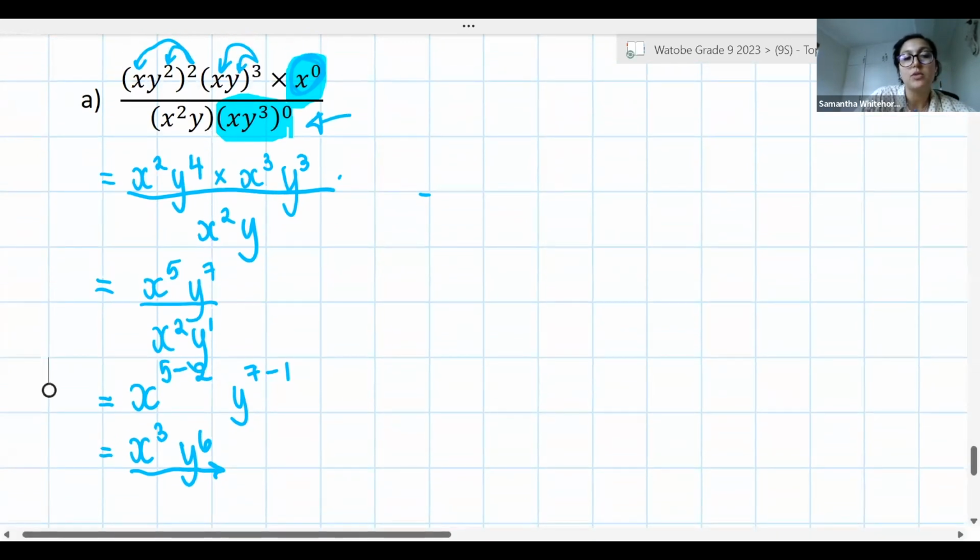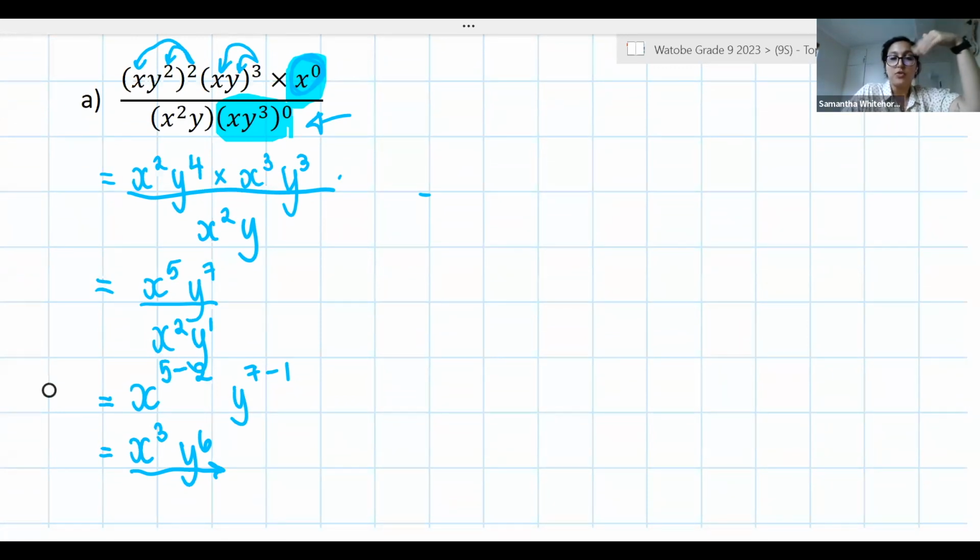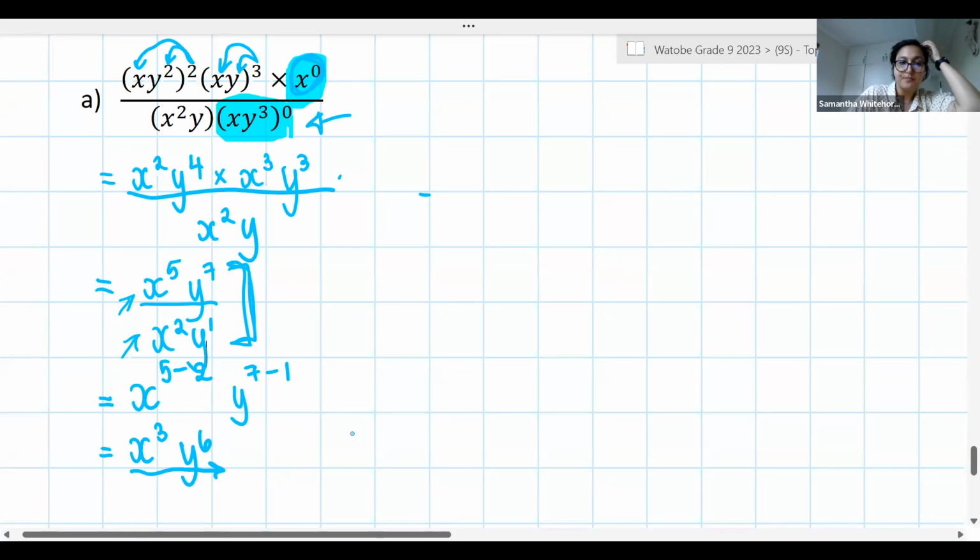So really, really important. You should never have the same variable in your numerator and denominator. If you do, it means you need to simplify further. So I knew I wasn't done at this step over here because I still had an x at the top and an x at the bottom. I needed to go further with my simplification.